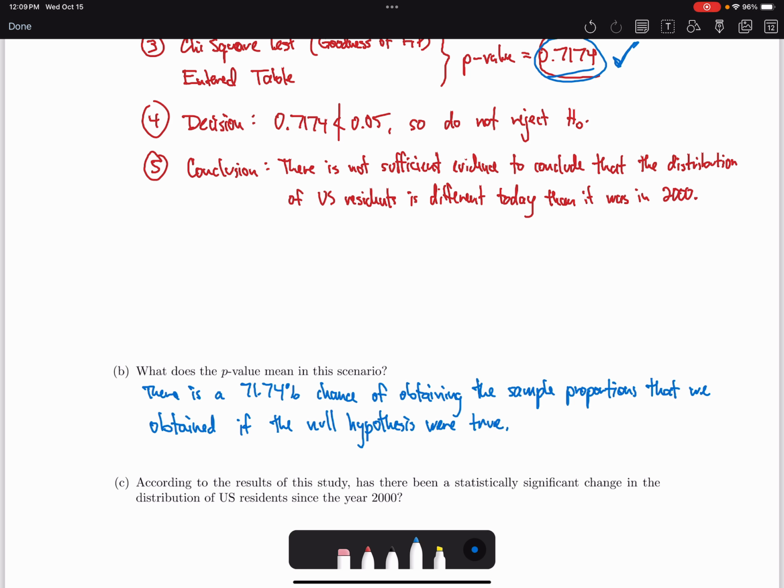And I suppose I should be honest with you here and say that I'm being somewhat glib. This isn't the exact meaning of the p-value. The exact mathematical meaning of the p-value here would be somewhat involved to work out. But loosely speaking, this is what the p-value is telling us. It's telling us that there's about a 71.74% chance of obtaining sample proportions like the ones we obtained if the null hypothesis were true, which of course is a really good chance, right? So it means there's no reason to suspect the null hypothesis of not being true.